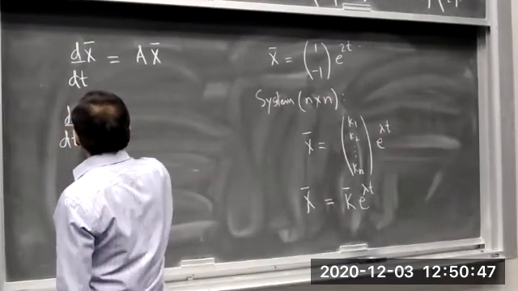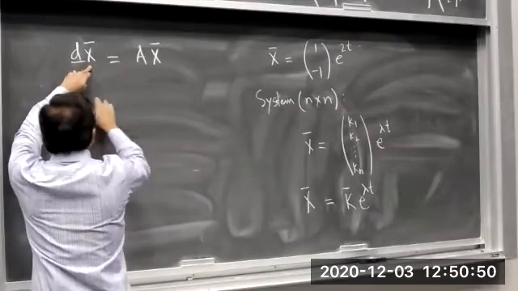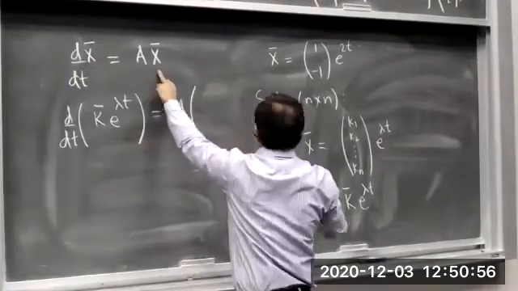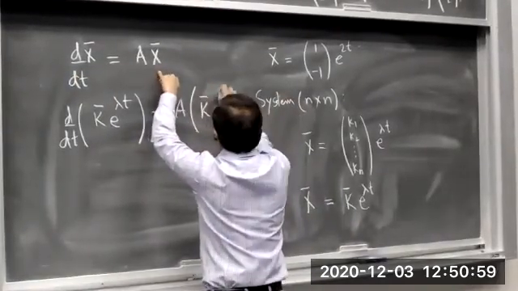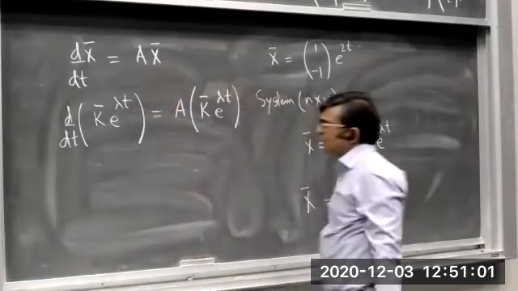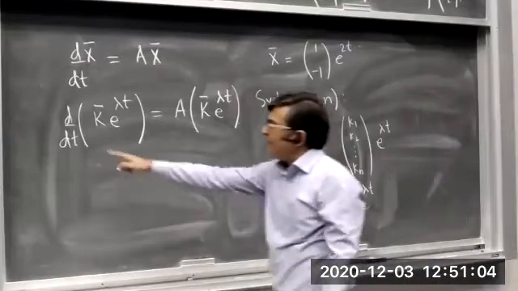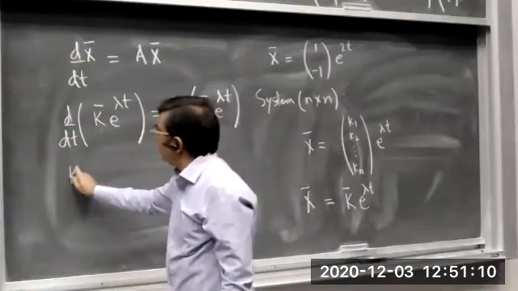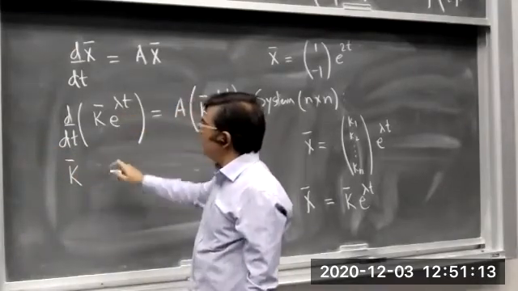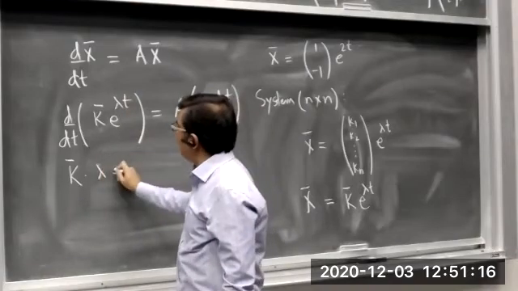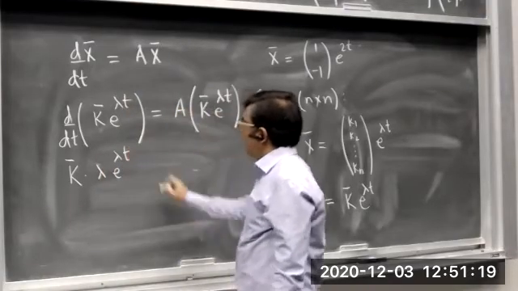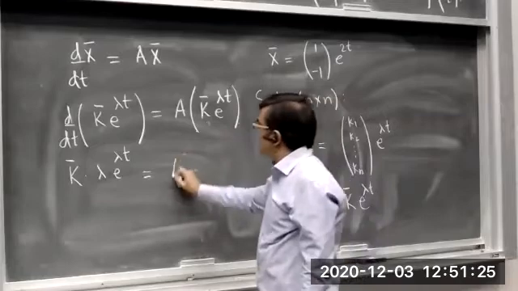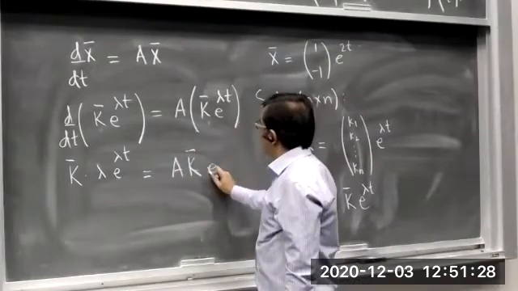d by dt of x bar, putting the value of the solution k e raised to the power lambda t, is equal to A times the solution x, which is k times e raised to the power lambda t. Here, k is a constant vector, so the derivative will not apply to it; it will go outside. The derivative of this thing is lambda e raised to the power lambda t, and it is equal to A into k, e raised to the power lambda t.